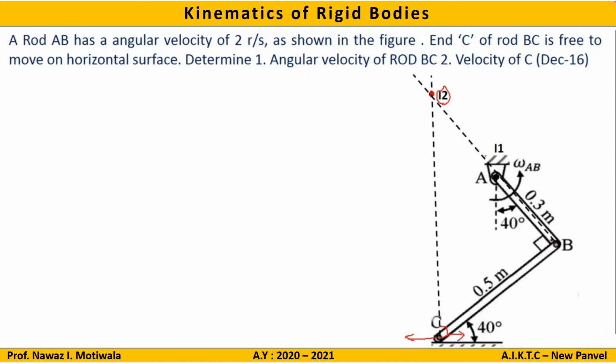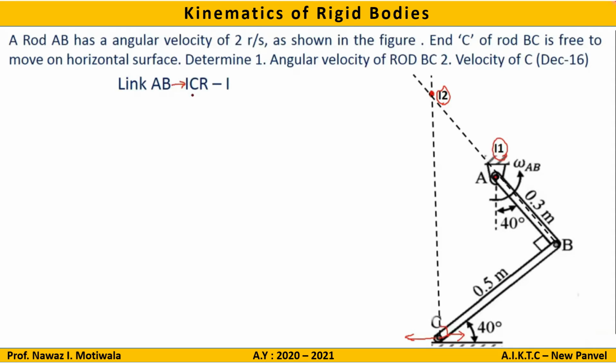What about the ICR for link AB? As it is hinged at point A, I1 will be the ICR for link AB. Once the ICR is known, what is our next step? The next step is to write the link name and the ICR associated with it. So link AB, ICR associated with it is I1.